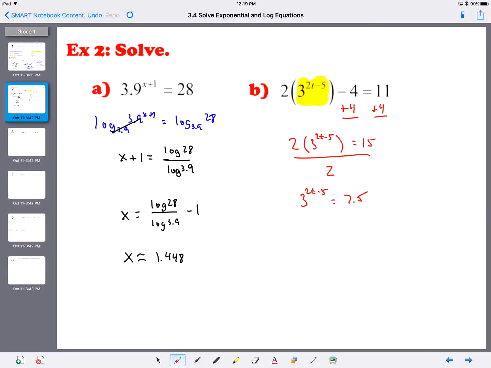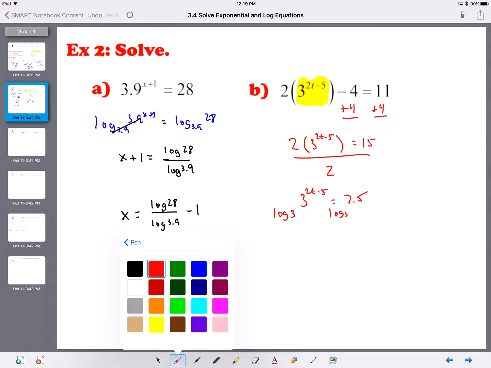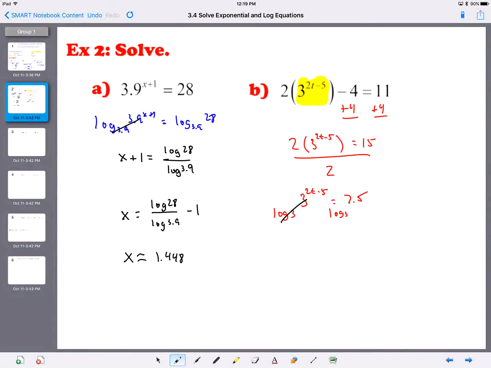And then now once again you can use logarithms. So I can say log base 3 of 3 and log base 3 of 7.5. So you'll see it again. Cancels. 2t minus 5, that was the inverse. And then on this one we can use the change of base again. Log of 7.5 divided by log of 3. Now plug that into our calculator, get a value.